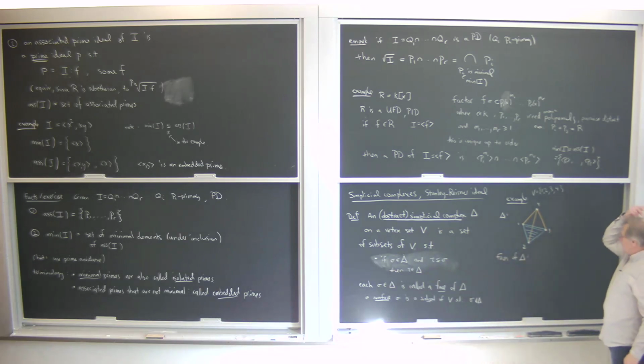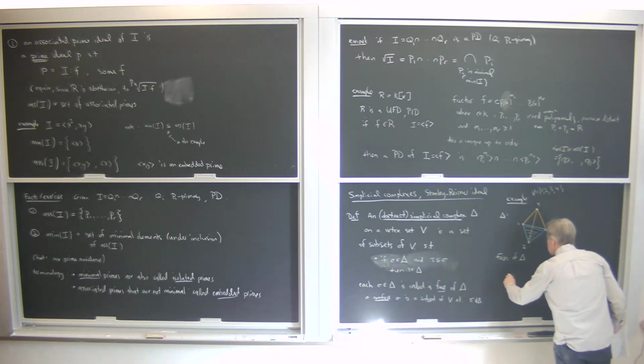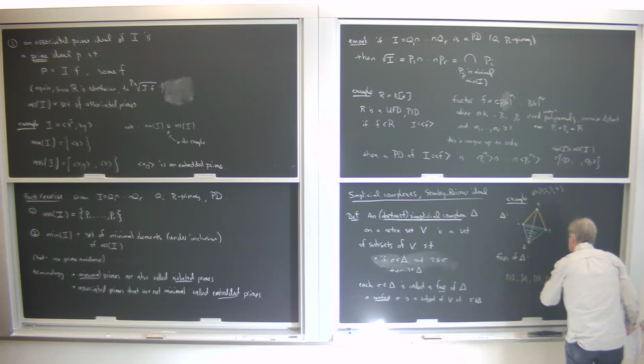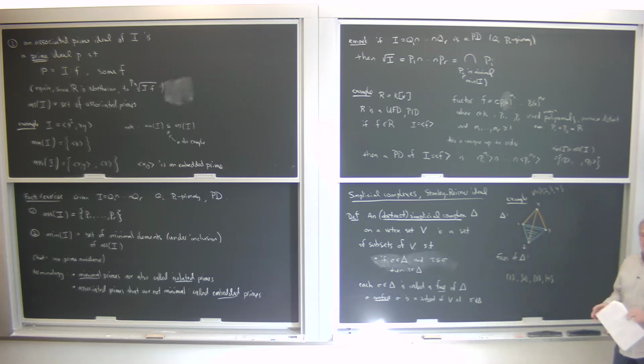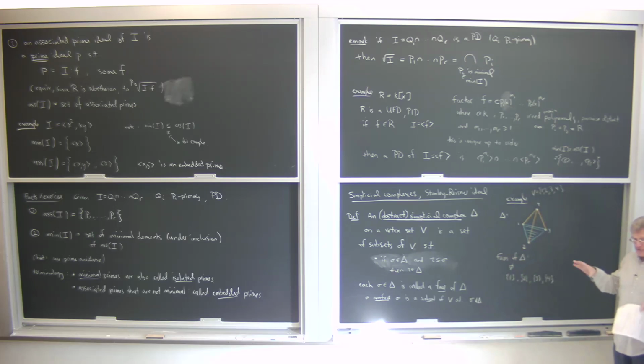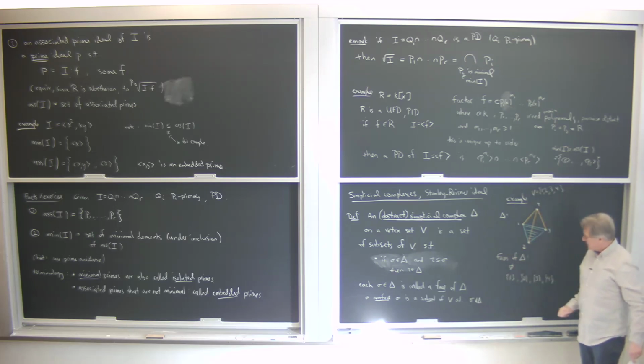What are the faces of this? Actually, what are the smallest faces of this? Yep, 1, 2, 3, 4. 1 is a subset, 2 is, 3 is, 4 is. Exactly, except those aren't the smallest ones. The reason I'm saying this is because if you ever really do simplicial complexes, you have to always keep track of this.